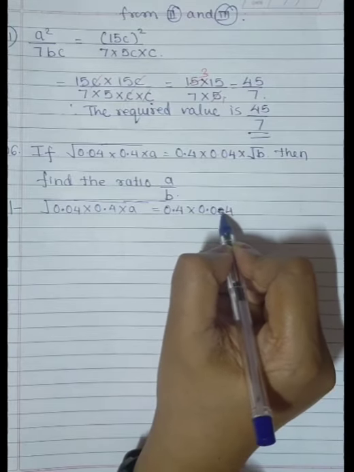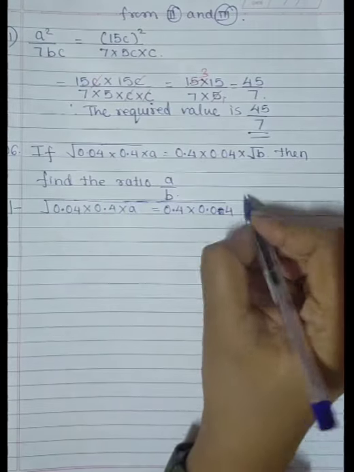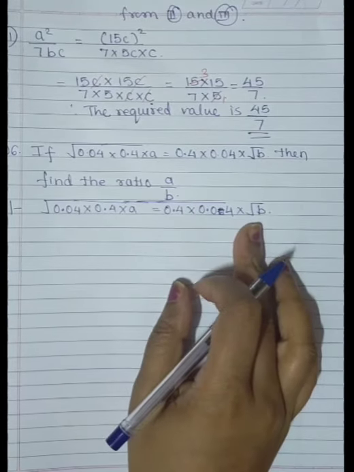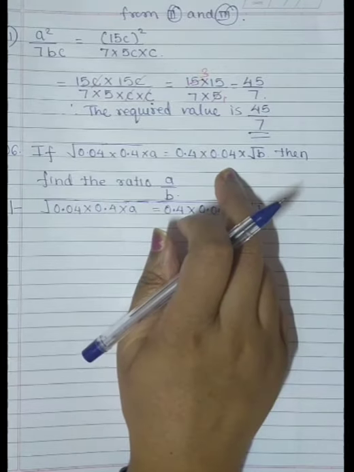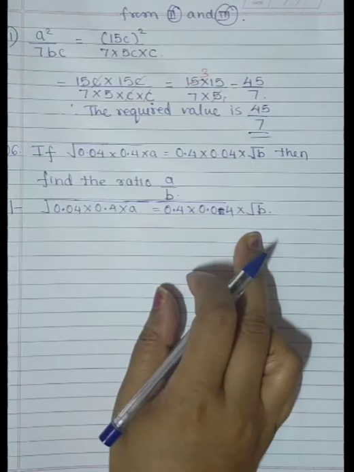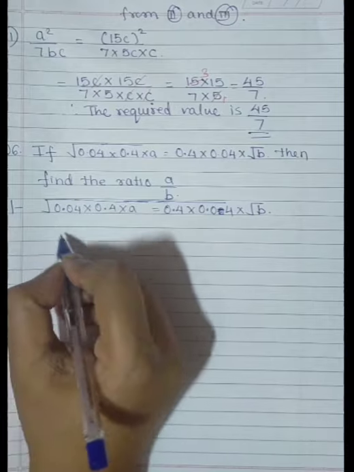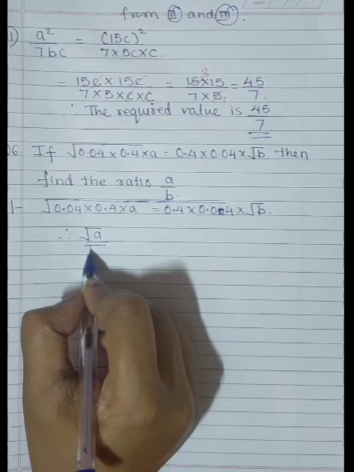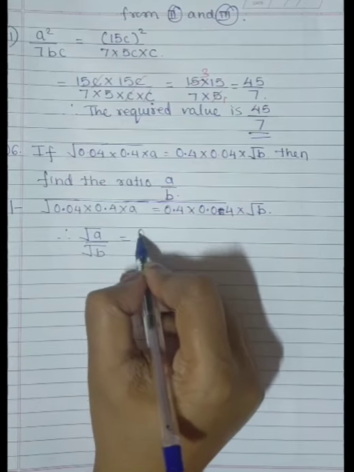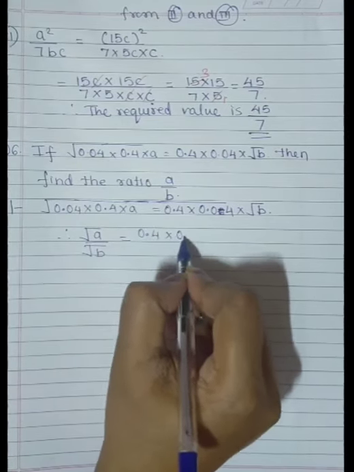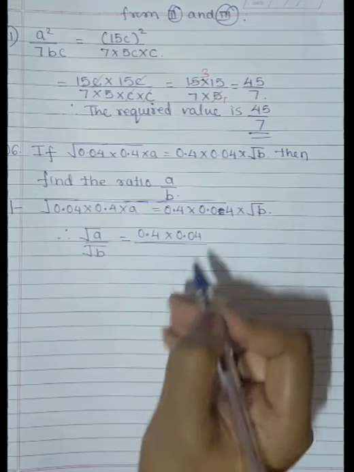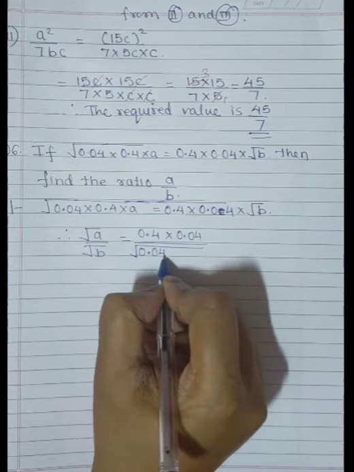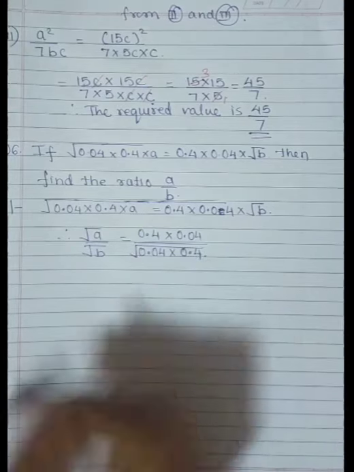Sorry, 1/4 will come, by mistake I have written. So multiply by root b. This is our question which is already given in question number 6. So just to show you, I am writing again with solution. Therefore root a upon root b is equal to 0.4 multiply by 0.04 upon root 0.04 multiply by 0.4. Okay.